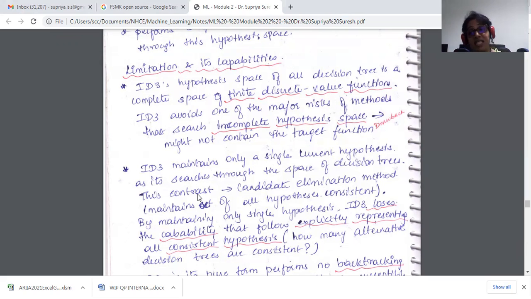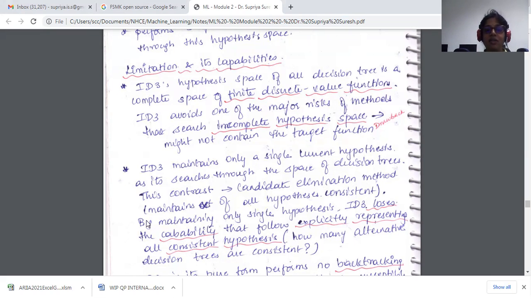It used to have a set of hypotheses. Remember, when we talk about the G and S values, the generic and the specific hypotheses, the specific one used to have everything as question marks, right? So it has multiple hypotheses, whereas ID3 is just going to maintain one single current hypothesis as it searches through the entire space of decision trees.